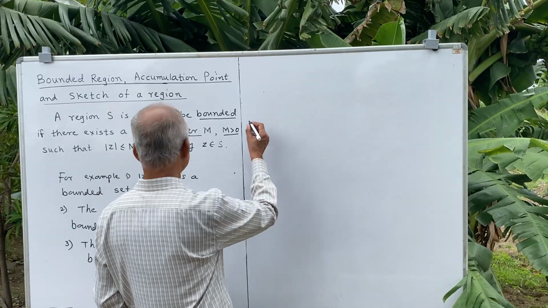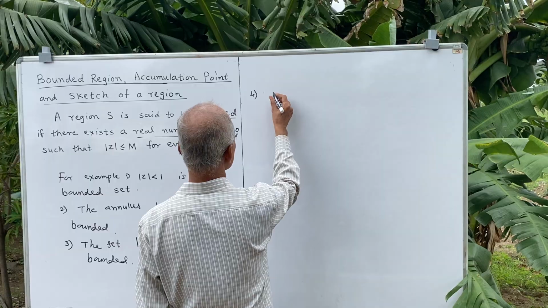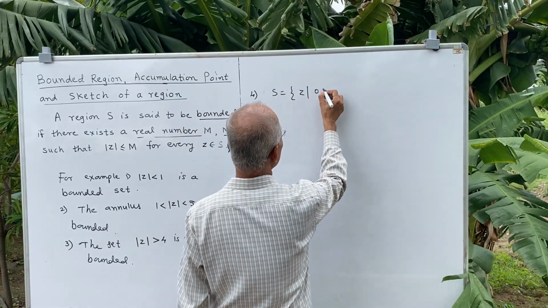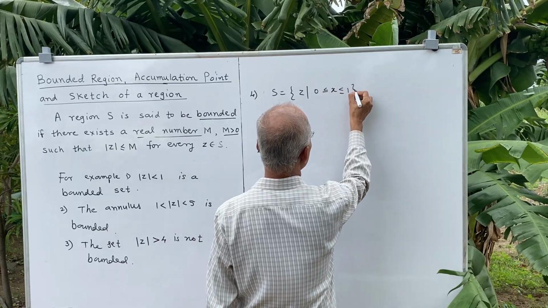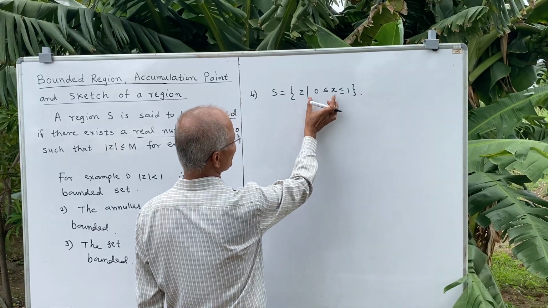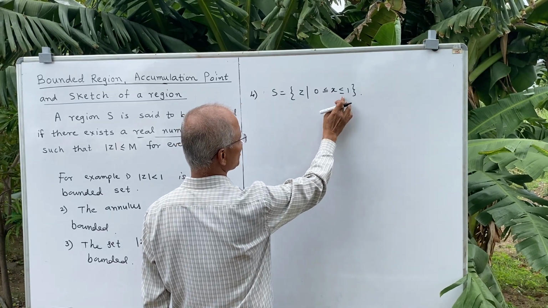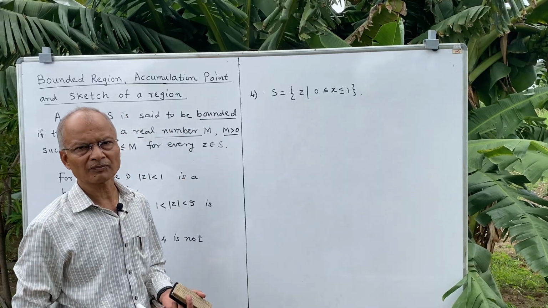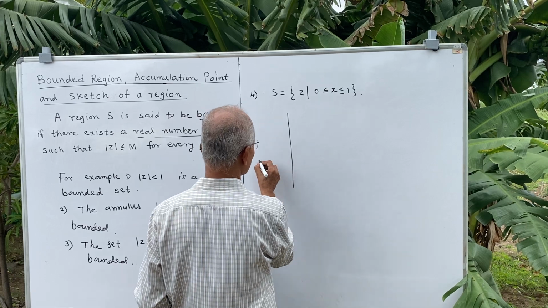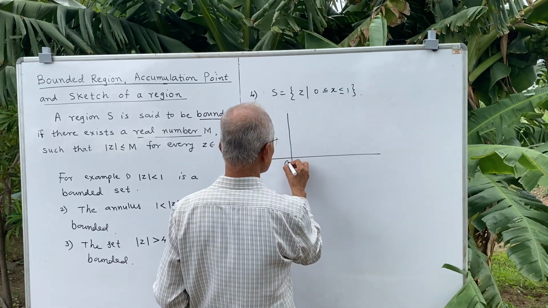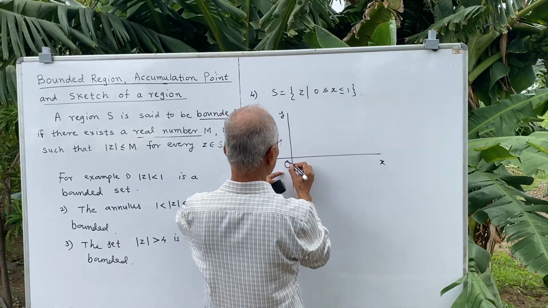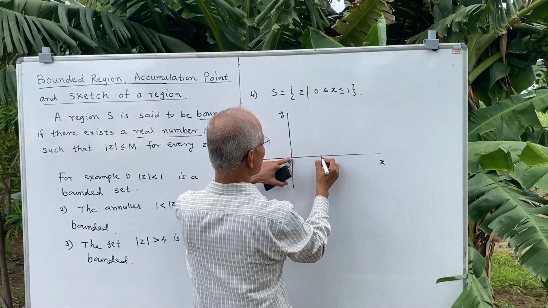Another example of a set which is not bounded: S is equal to the set of Z such that 0 is less than or equal to x is less than or equal to 1. So, what about this set? This set represents all those complex numbers whose real part is between 0 and 1, but there is no condition for the imaginary part. If you sketch the region, it will be of this type. See, this is the origin, x, y, and x is between 0 and 1.